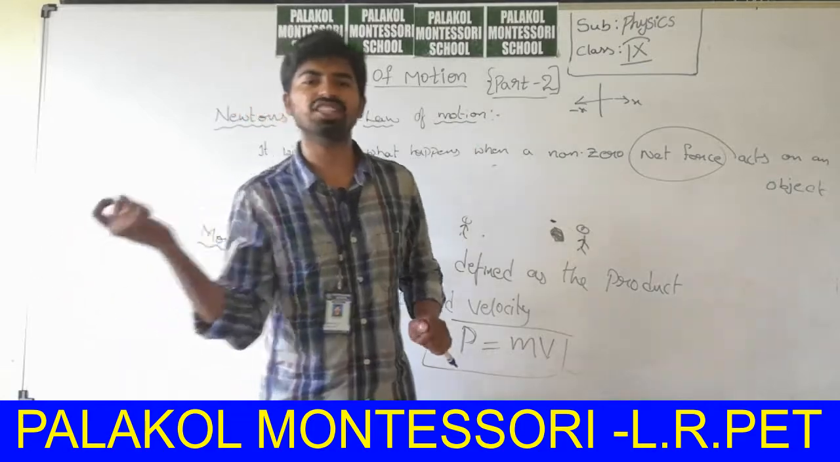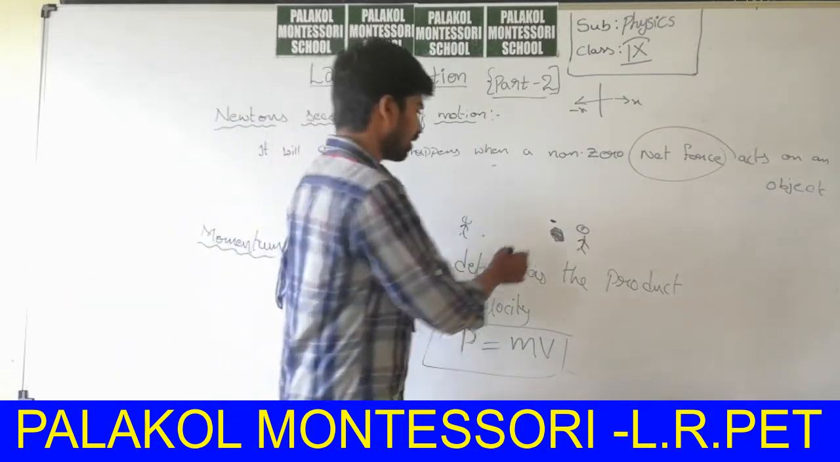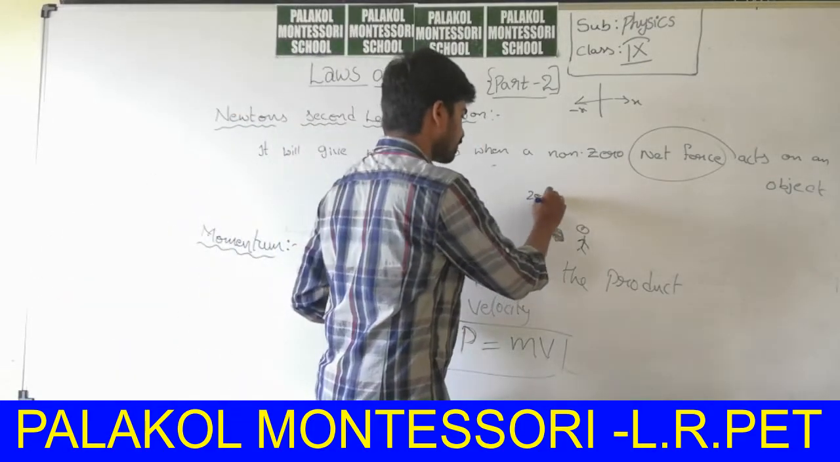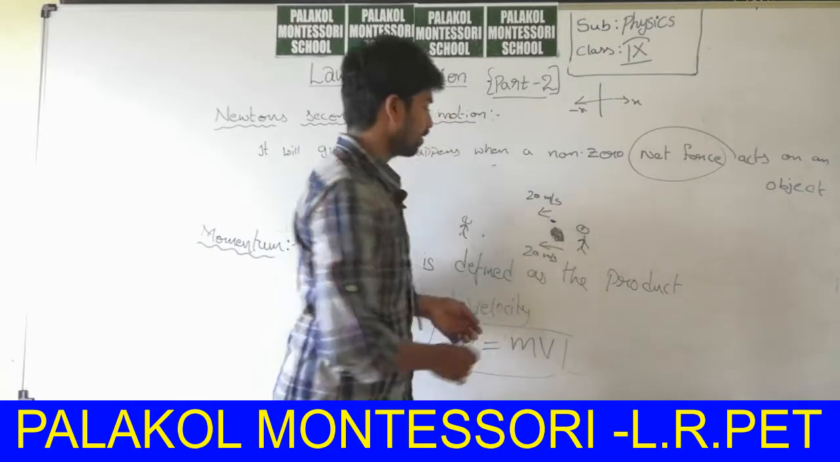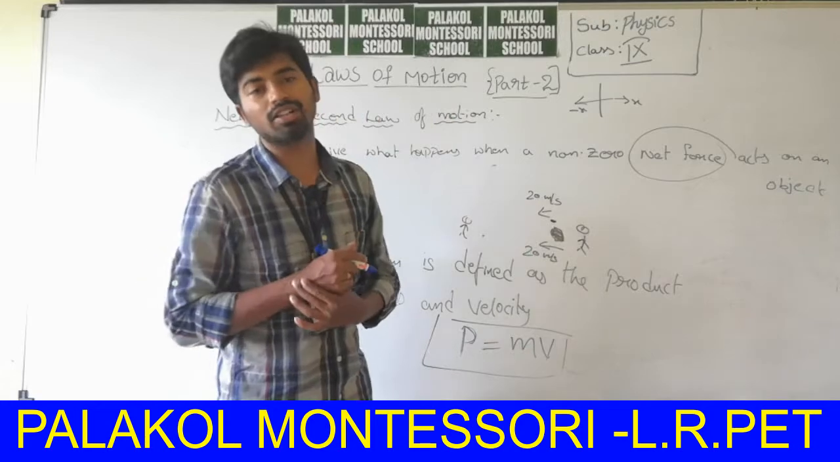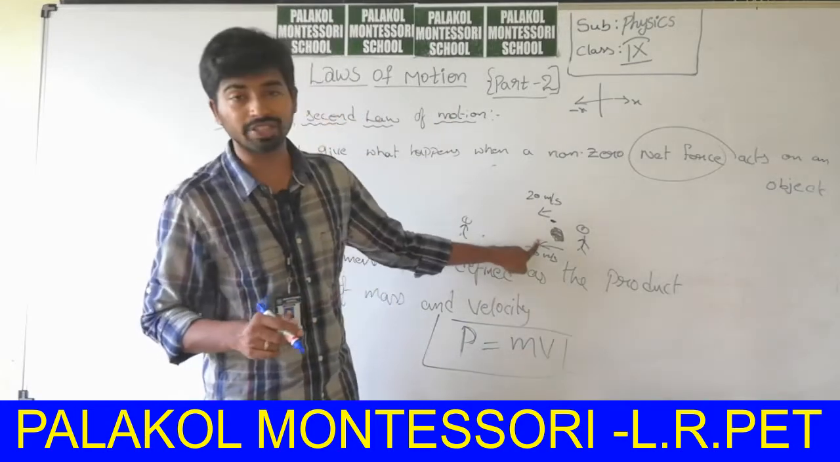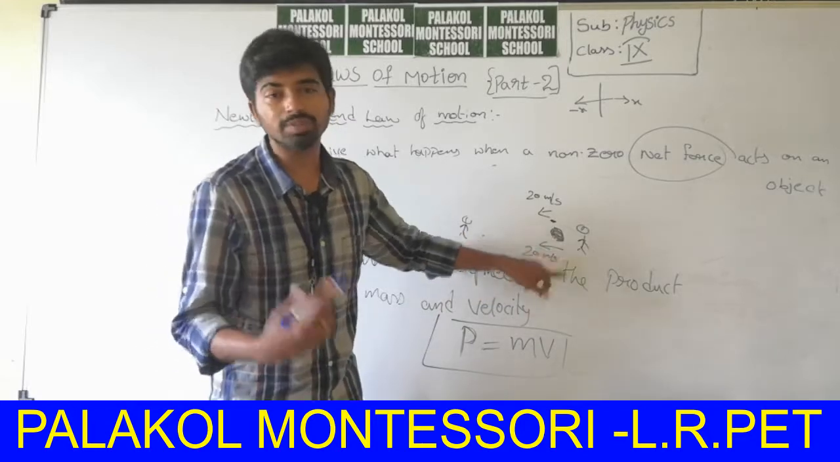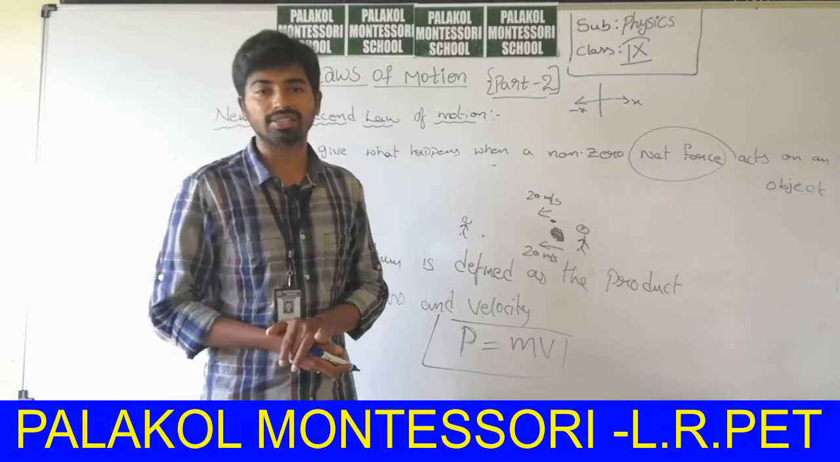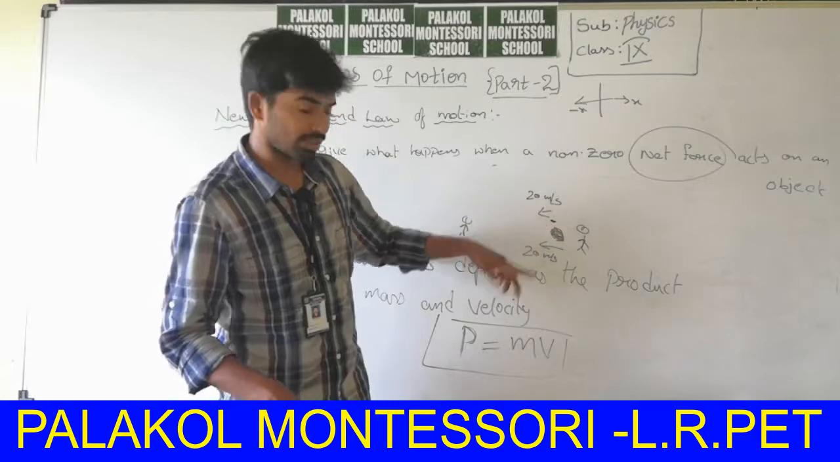But he has thrown with the same velocity. The small stone is thrown with 20 meters per second speed, and the larger stone is also thrown at 20 meters per second. So, which one will hurt you a lot? The larger one. Why? Because it has a large mass.